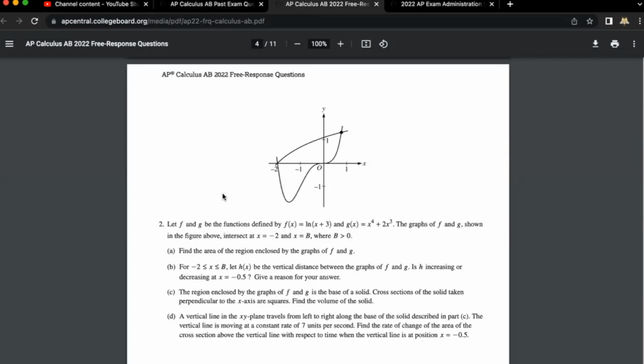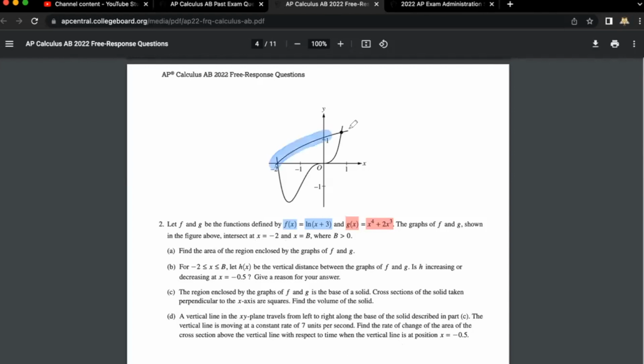Okay, number 2. Let f and g be the functions defined by this. Here's your first equation. Here's your second equation. The graphs of f and g, shown in the figure above, intersect here, okay? Just so you also know, they did not label this, but you should be able to tell which one's going to be your ln. That's going to be this one above it, right?